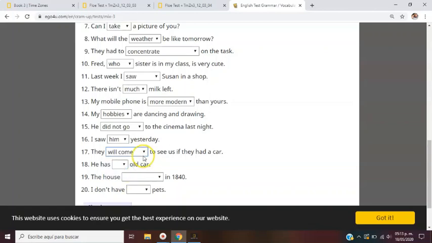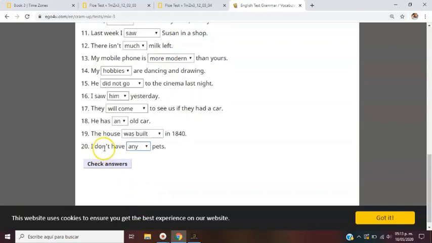Number 17. They will come or will come to see if they had a car. They will come. Number 18. He has an old car. Two vowels, you need an. The house was built. Yes, don't forget the past participle, guys. And the last one, I don't have any pets, because we are referring to a negative. I don't. Let's check our answers.